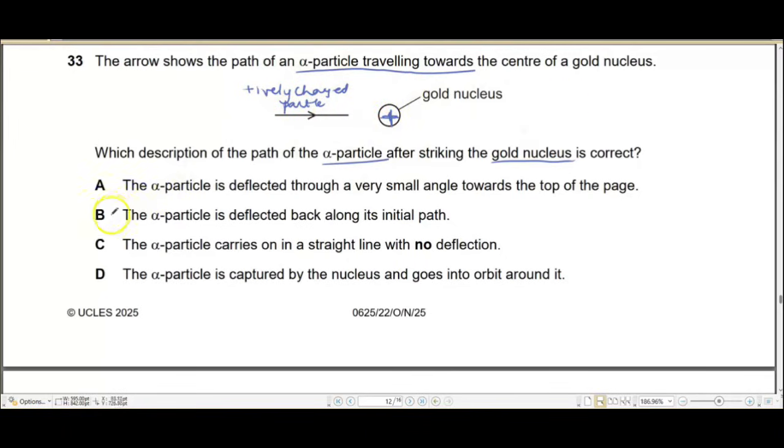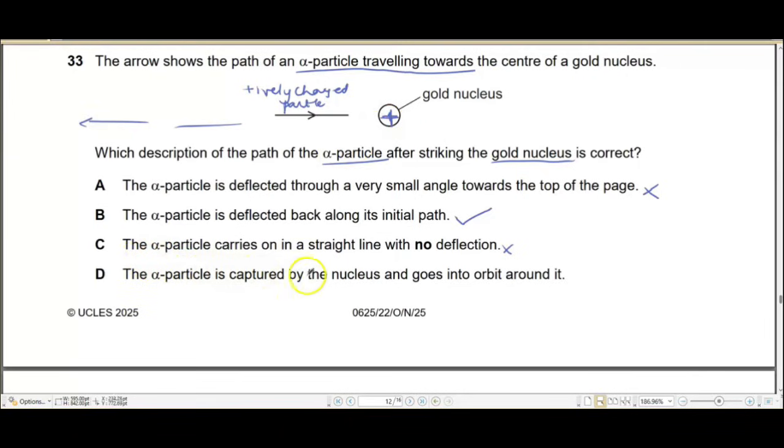Now let's go through the options. A, the alpha particle is deflected through a very small angle towards the top of the page. No, that is not correct. Both are positively charged, so the deflection is going to be large rather than small. B, the alpha particle is deflected back along its initial path. Yes, this is correct. It is going to be deflected because both are positively charged, so they repel each other and it's going to move back. C, the alpha particle carries on in a straight line with no deflection. No, this can't happen because like charges repel each other.